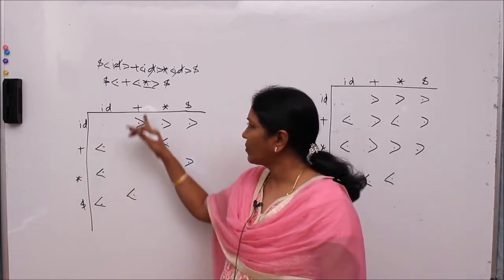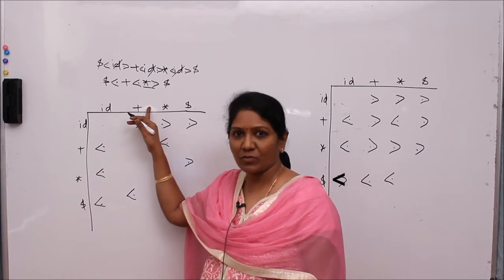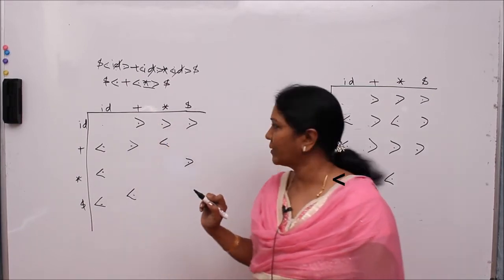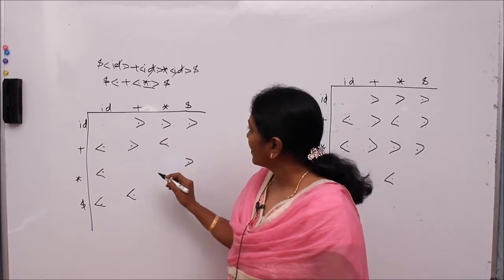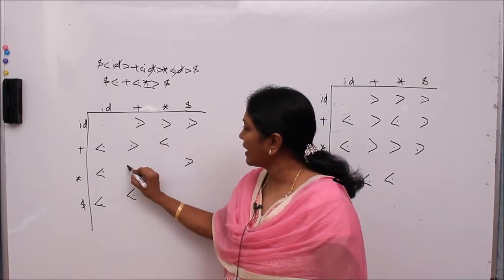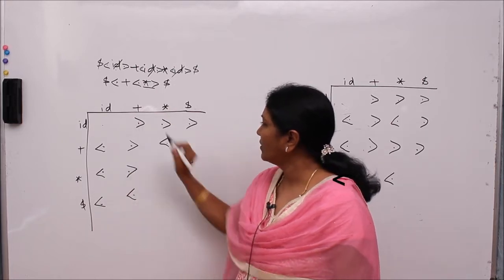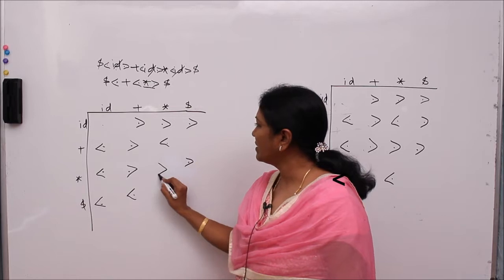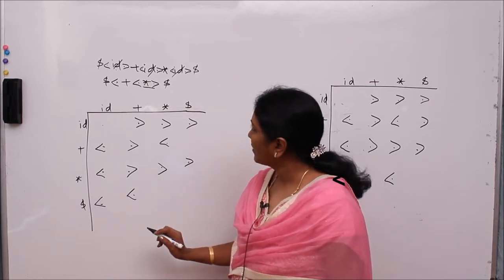Whereas plus on plus means plus is left associative. Whenever it is left associative, the relation has to be greater. And what about star on plus? Star has the highest precedence compared to this one, and star on star is also left associative, hence this has to be like this.